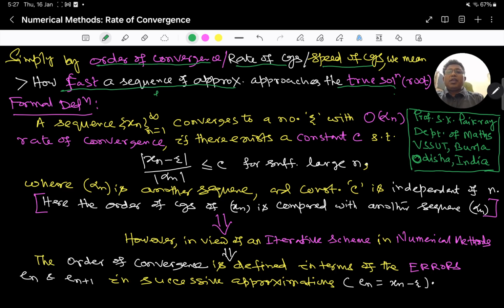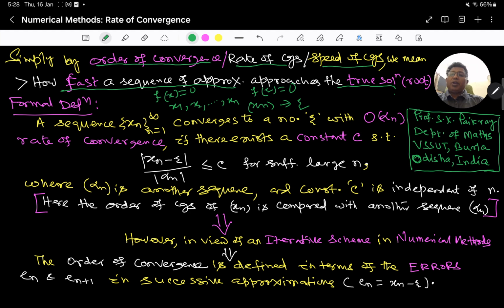Means you are given an equation f(x) = 0. We find the initial approximations x1, x2, ..., xn, and suppose zeta is the root, where f(zeta) = 0. Now xn approaches zeta. How fast does it approach, at what speed? That is to be analyzed, and that is what is known as the order of convergence.